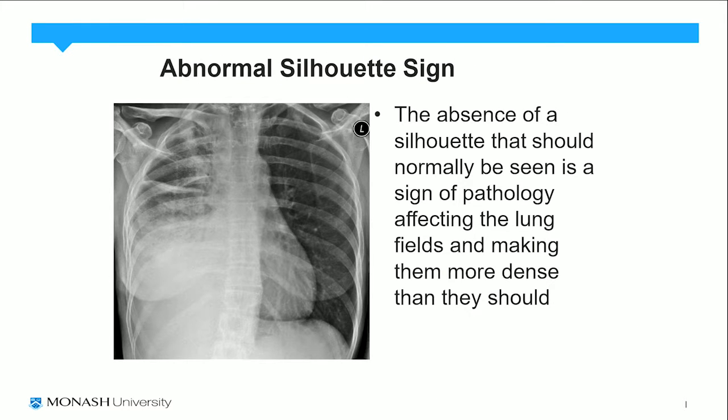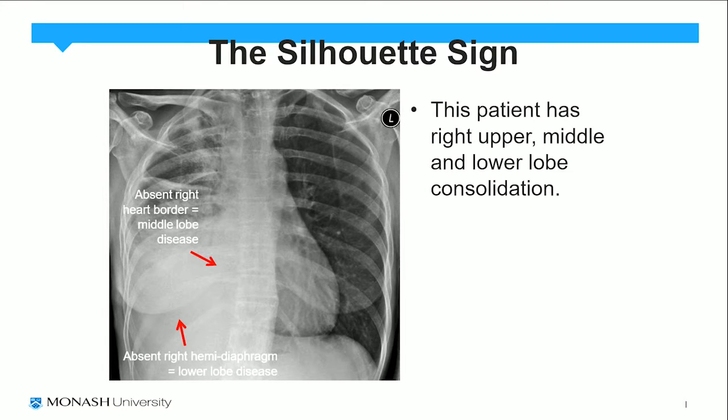So in this case, we have the absence of a silhouette that should normally be seen and affecting the lung fields, and this therefore makes it very dense. So what do we have? So this patient, if we look very carefully, we have lost the right hemidiaphragm. We've also lost the right heart border, so it means it has affected both the middle lobe as well as the lower lobe. So this patient has also got some right upper lobe as well as middle and lower lobe consolidation.